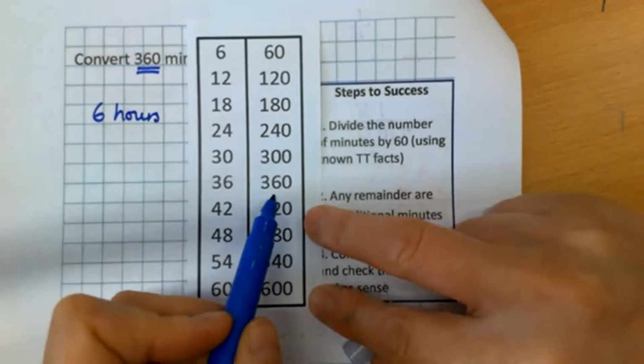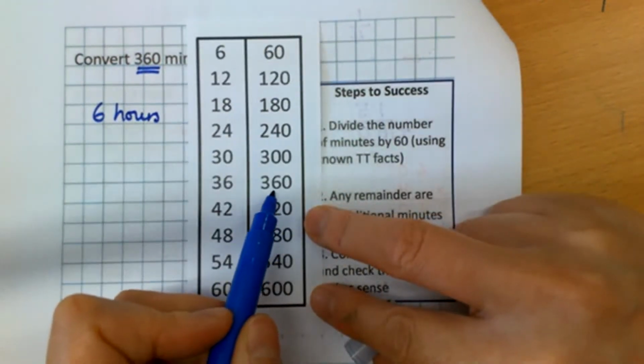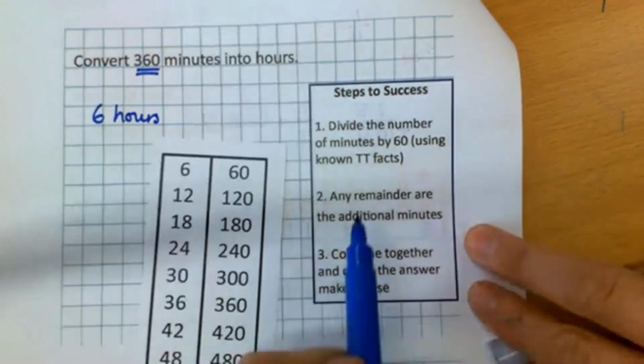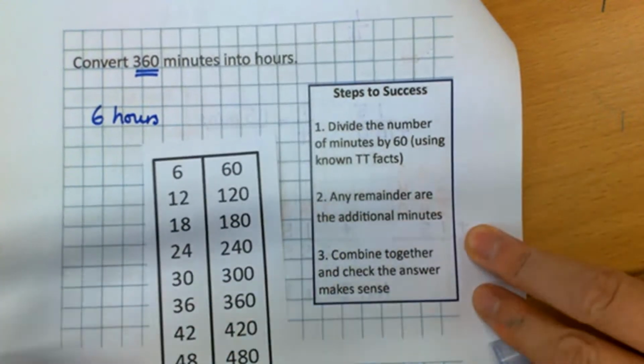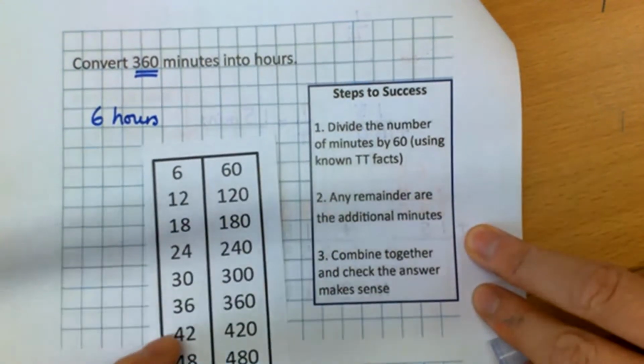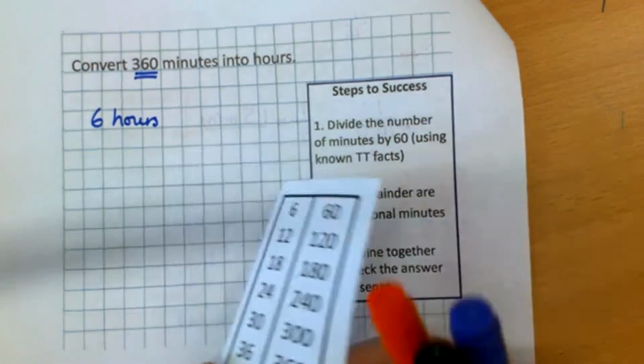And is it 360 exactly? Yeah, it is. Great. So I don't need to calculate anymore. There aren't any remainder or additional minutes. So this is my answer. It's 6 hours.